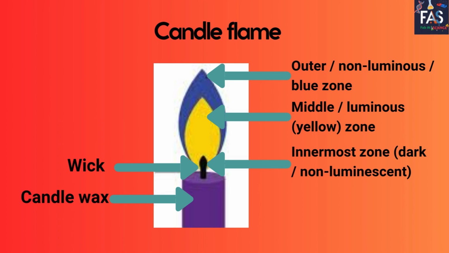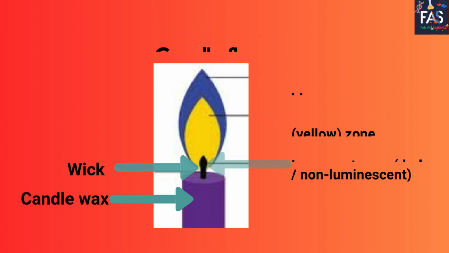The second zone is the middle, luminous yellow zone, where partial combustion takes place because of glowing carbon particles. The third zone is the outer non-luminous blue zone, where complete combustion takes place because of enough oxygen with high temperature. Interestingly, the outer zone or the blue zone is usually hottest because there is enough oxygen for full combustion. The yellow zone is glowing due to incandescent carbon particles, but combustion is not complete.